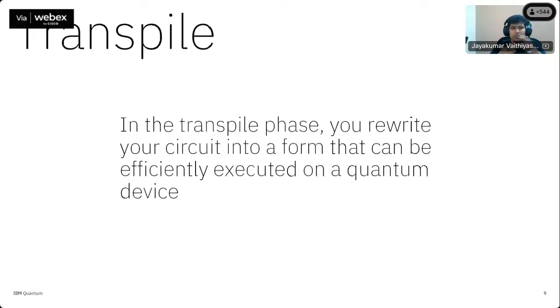Please watch this. In the transpile phase, you rewrite your circuit in a form that can be efficiently executed on your quantum device. Whatever program you have written for a number of qubits will be exactly mapped to the quantum hardware available to you. Even if you are writing for 10 qubits, if the available system is 127, your code is transpiled to the 127 version. So this is the advantage of transpile. By doing so, you can efficiently execute on a real system.